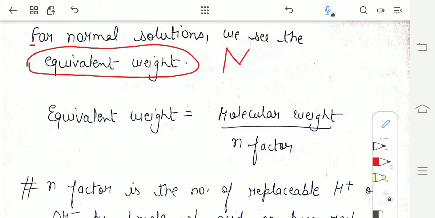Whenever we are preparing molar solutions, we have to see the molecular weight. So here we will not discuss the molar solutions. We will only talk about the normal solutions because we are preparing oxalic acid of strength 0.1 normal. So whenever we have to prepare normal solutions, we will see the equivalent weight of our compound.